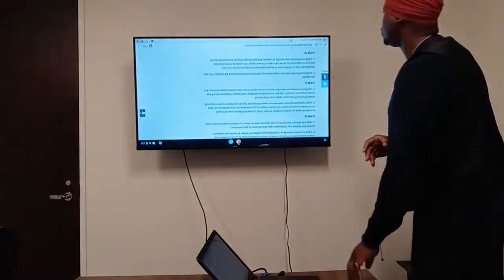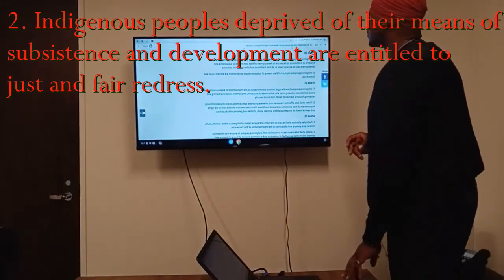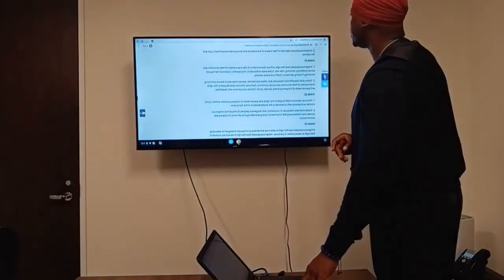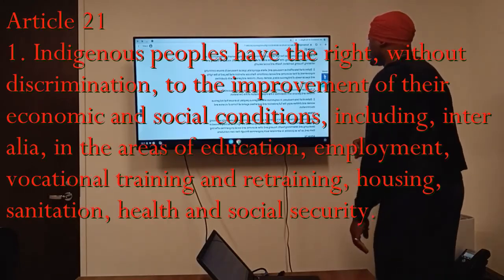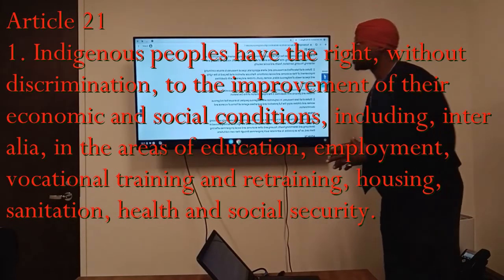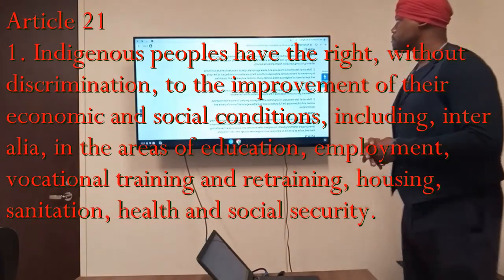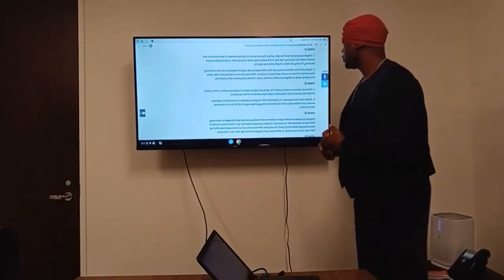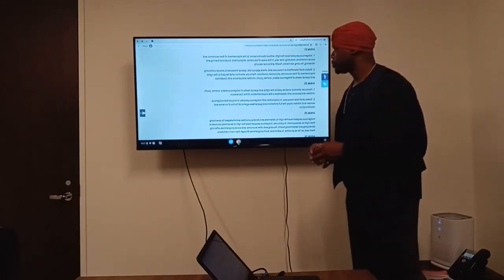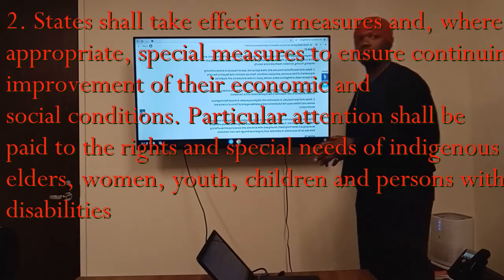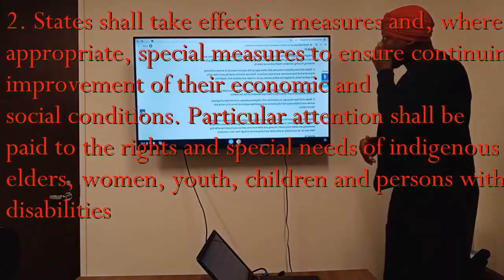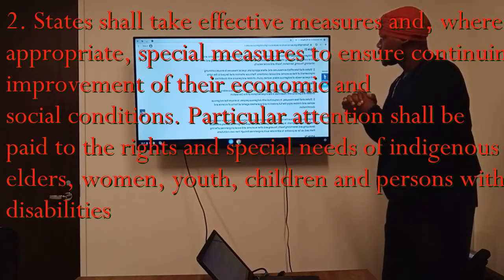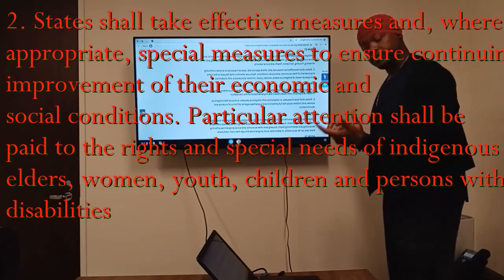Article 20, Section 2. Indigenous peoples deprived of their means of subsistence and development are entitled to just and fair redress. Doesn't get any simpler than that. Article 21. Section 1. Indigenous peoples have the right without discrimination to the improvement of their economic and social conditions, including inter alia in the areas of education, employment, vocational training and retraining, housing, sanitation, health, and social security. Section 2. States shall take effective measures and, where appropriate, special measures to ensure continuing improvement of their economic and social conditions. Particular attention shall be paid to the rights and special needs of Indigenous elders, women, youth, children, and persons with disabilities.